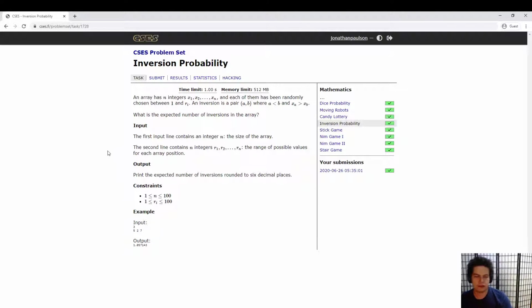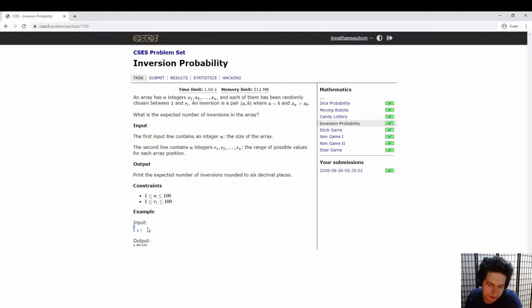All right, let's take a look at another CSES problem, inversion probability. So this is another probability problem. So what's going on here? We have some array of length n, values x1 through xn, and we chose each of those values randomly between 1 and some bound that's different for each index.